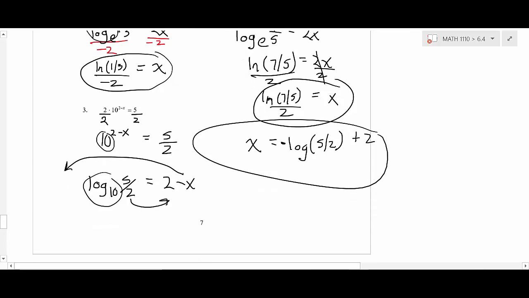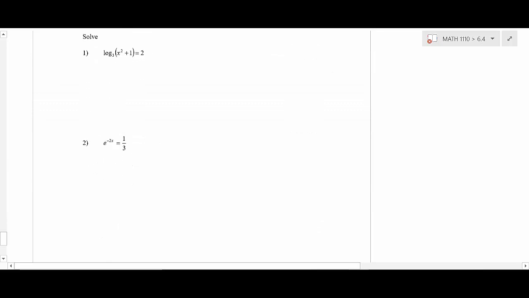Let's finish up these ones on the next page here. I'm kind of whipping through this, but I want to get this done a little bit easier here. So let's do the last one here. Write it in exponential form. So that's 3 to the second equals x squared plus 1.